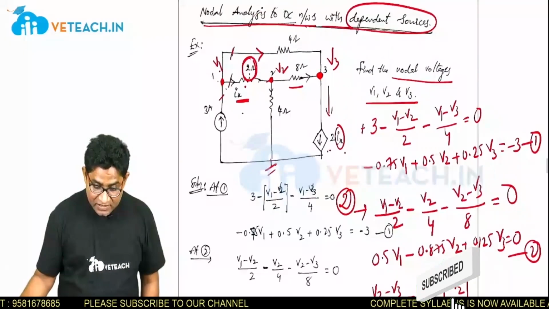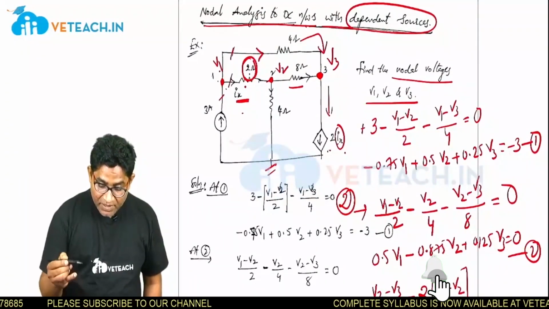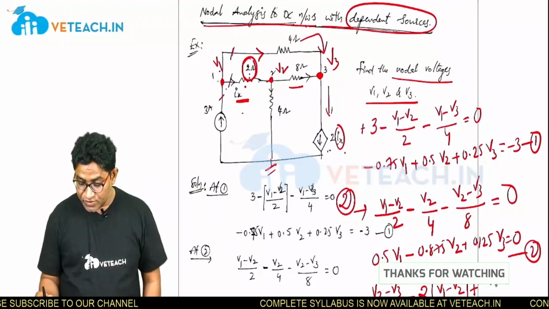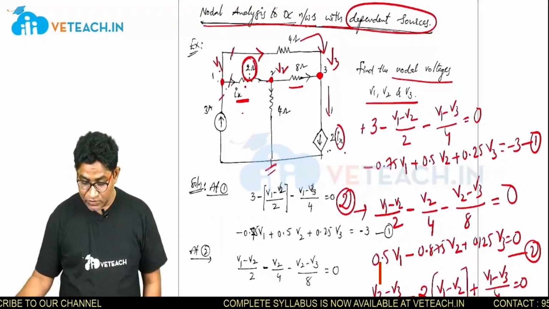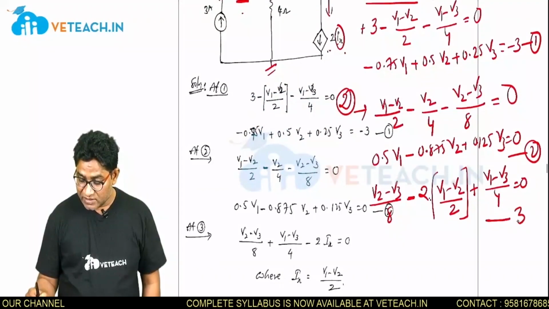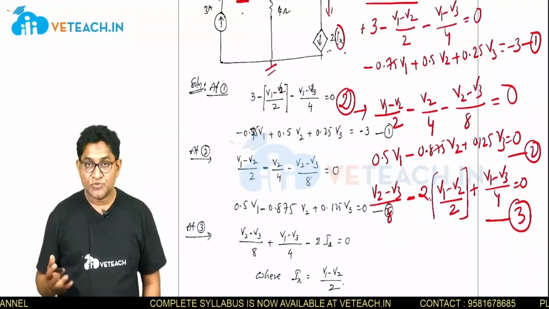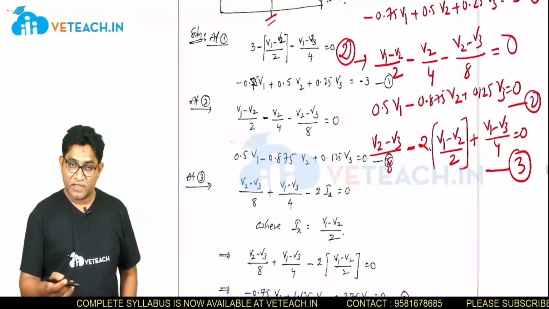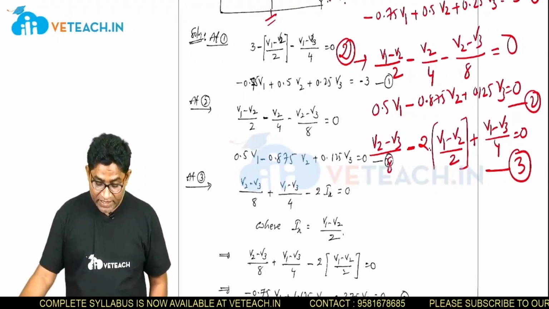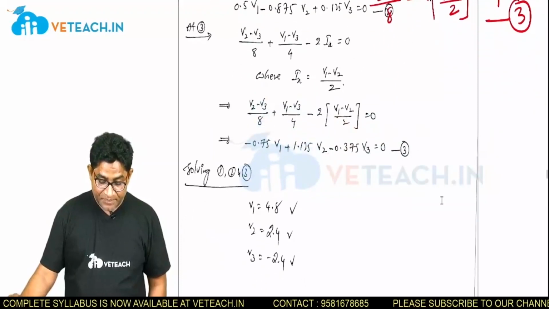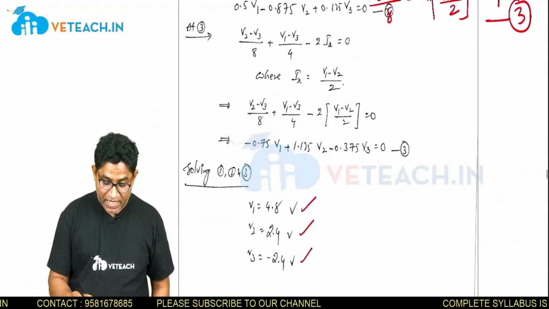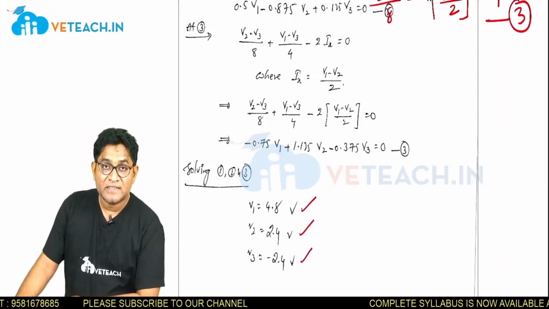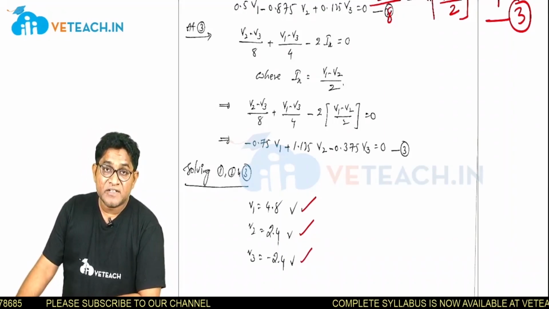Then if you see, there is a third branch here which is also coming towards the node, so it will be plus. So how much current it is? V1 minus V3 by 4 is equal to 0. So this is equation number 3. So 3 equations, 3 unknowns, V1, V2, V3. If you solve these 3 equations by means of a calculator, then you will get the V1, V2, V3 values as 4.8, 2.4 and minus 2.4 volts, right? So this is how nodal analysis is to be done whenever dependent sources are there.